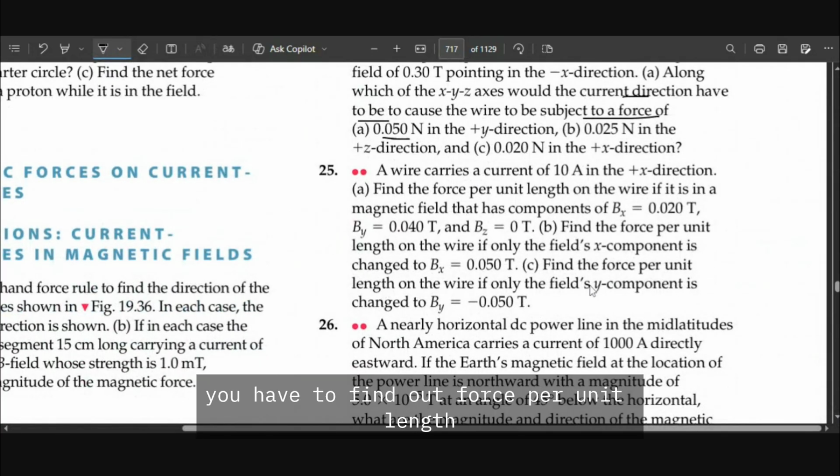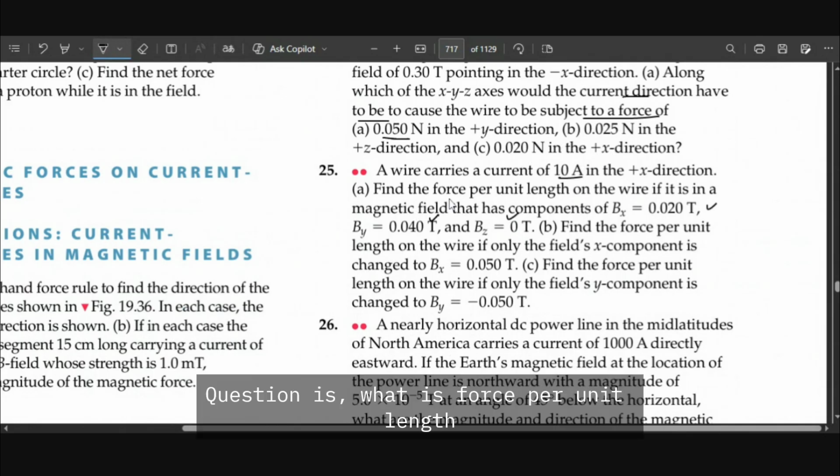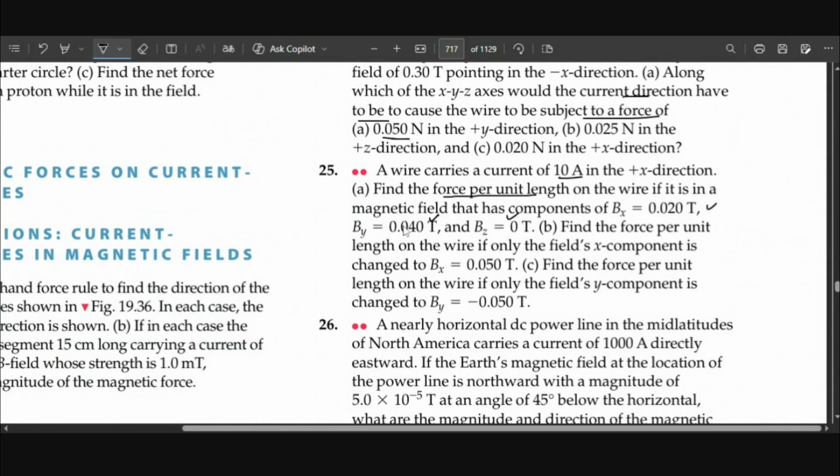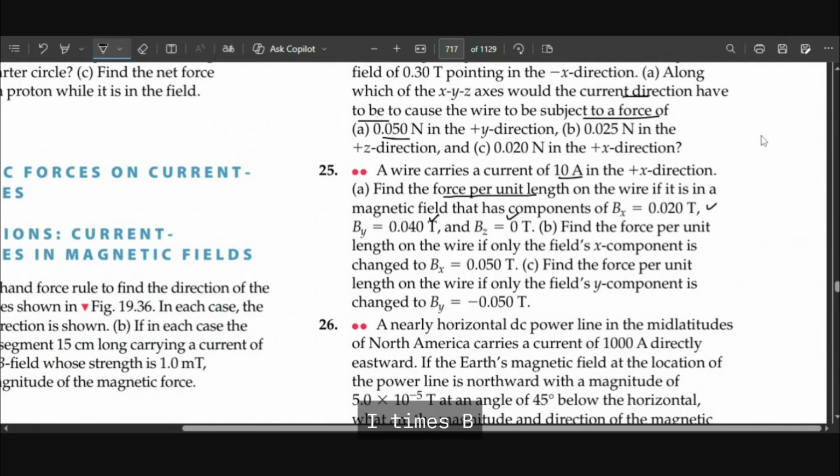You have to find out force per unit length. We have given magnetic field in x-axis, in y-axis as well as in z-axis, which is 0. Current is given as 10 amperes. Question is what is force per unit length. So what we understood about force per unit length, it is I times B. This is what force per unit length is.